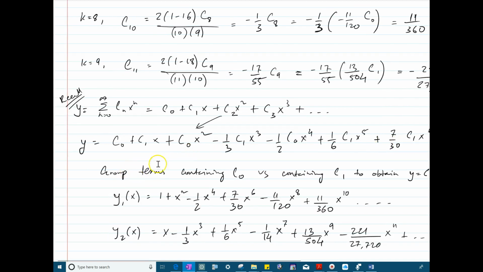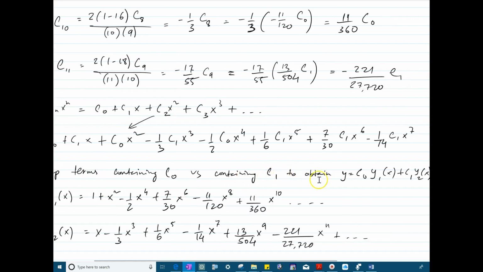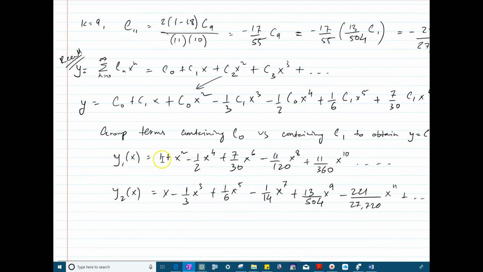And then what we do is we group the terms that have C sub 0 and we group the terms that have C sub 1, so that our general solution looks like y equals C sub 0 y1 of x plus C1 y2 of x. So here's C0 y1 of x. All of these, 1 plus x squared minus half x squared, all of these are your C0 terms. And then there's negative 1/2 x to the 4th and so on. And y2 of x is all of my C1 terms. It really doesn't matter which one you pick, because these are just two solutions.